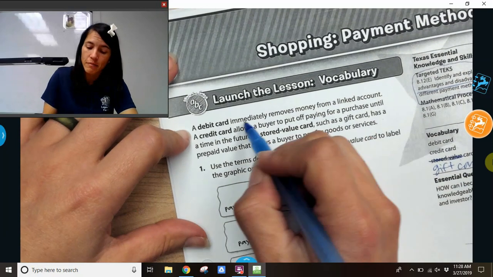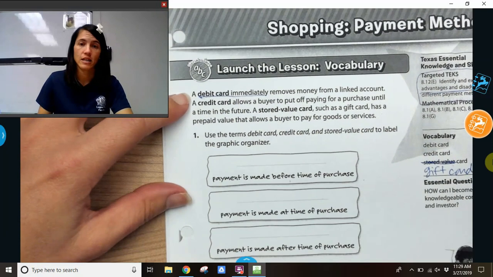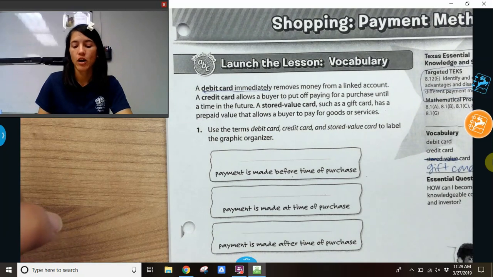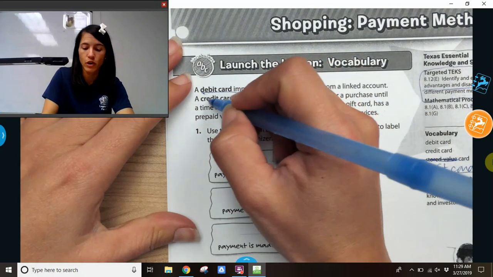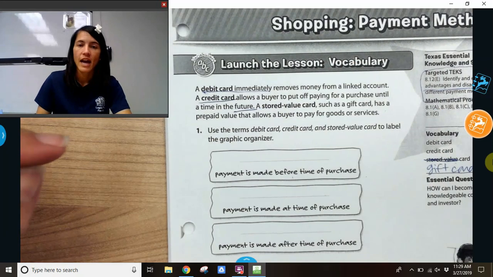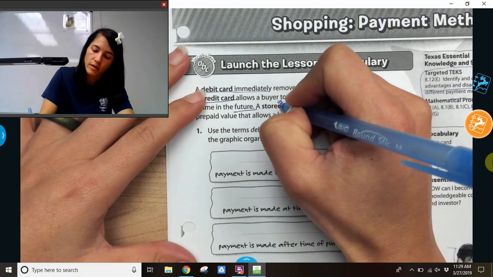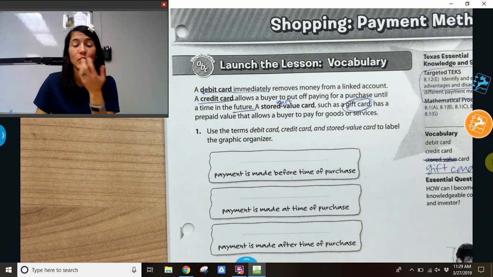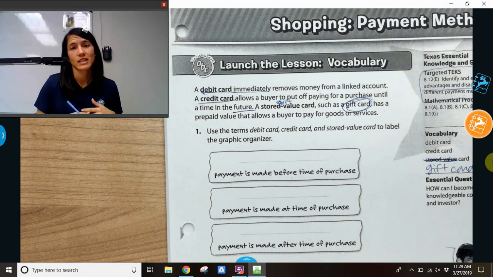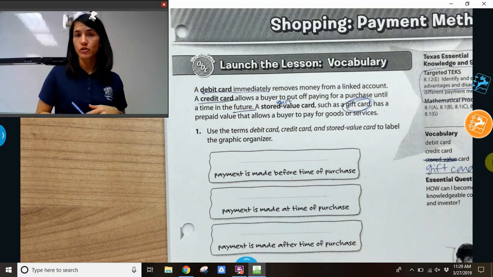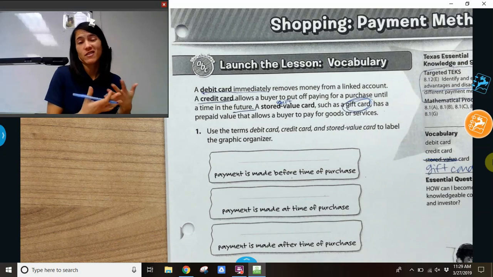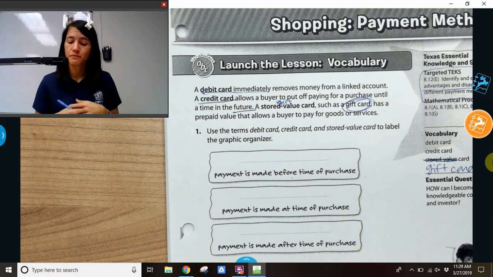All right, so we have a paragraph. A debit card immediately removes the money from your account. A credit card allows a buyer to put off paying for a purchase until the future, so credit card is future. And a store value card, in other words, a gift card, has a prepaid value. A lot of times if you get a gift card for Christmas or your birthday, it'll already have $10, $15, $20, whatever, and that is the value of that gift card. You can't spend more than is on that gift card unless you have extra money.